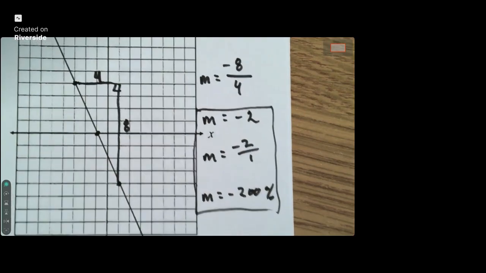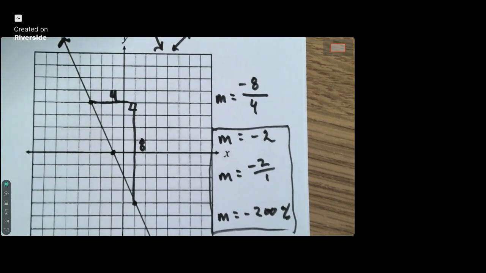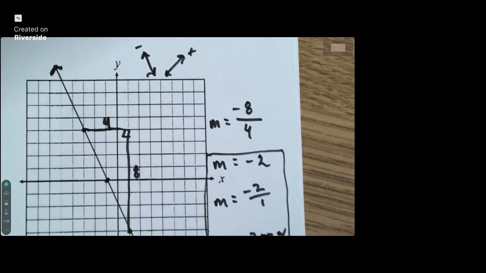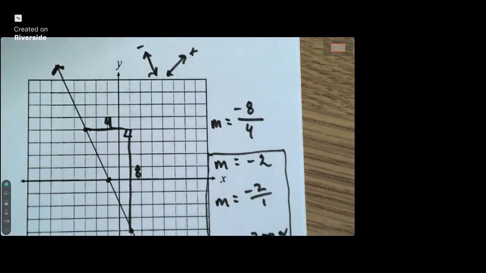So there you go, guys. We did a couple of examples of finding slope on a coordinate plane, how to utilize rise over run, and how to tell if we got a positive or negative sloped line. Hope that helps.